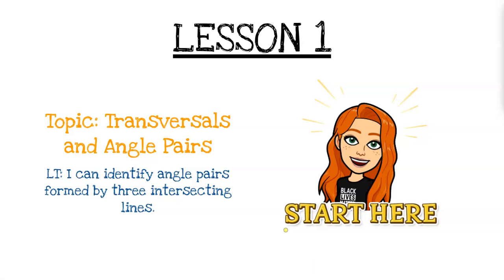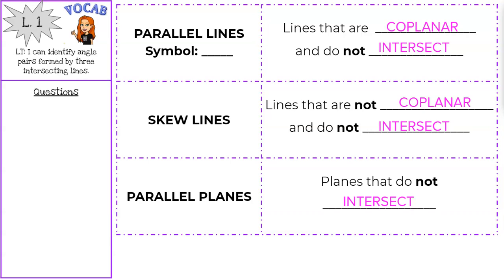Lesson 1, topic: transversals and angle pairs. Learning target: I can identify angle pairs formed by 3 intersecting lines. Parallel lines are lines that are coplanar, so on the same plane, and do not intersect, do not cross. Our symbol looks like parallel lines. So we would say M is parallel to N. That's how it would look.